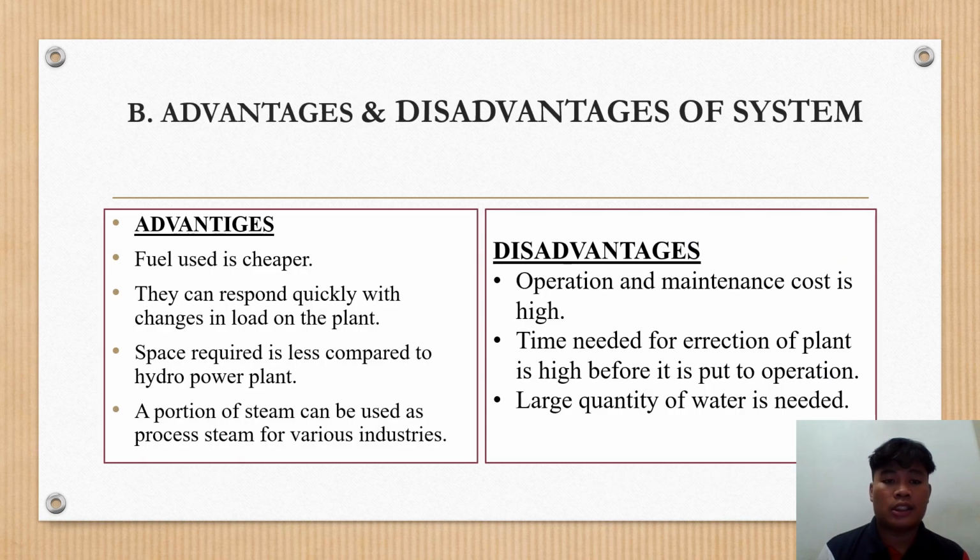So these are the advantages of the system. Fuel use is cheaper. They can respond quickly to changes in the load of the plant. Space required is less compared to a hydro power plant. A portion of steam can be used as process steam for various industries.